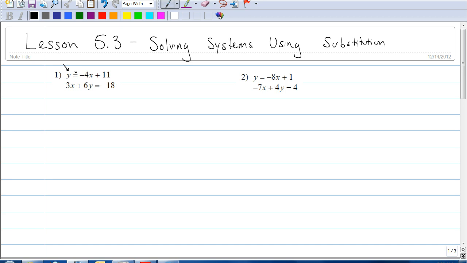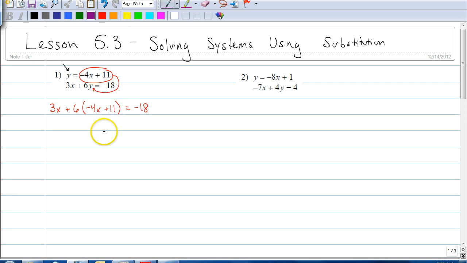So when we have a system of equations set up like this, one of the variables is solved for by itself. Anytime I say y equals something, another way to look at it is y is the same as negative 4x plus 11. So if y is the same as negative 4x plus 11, I can put that piece in for y, or substitute it in for y in the other equation. So I would write this as 3x plus 6. But it's not 6y anymore, or 6 times y. It's 6 times the quantity of what y is, negative 4x plus 11, equals negative 18.